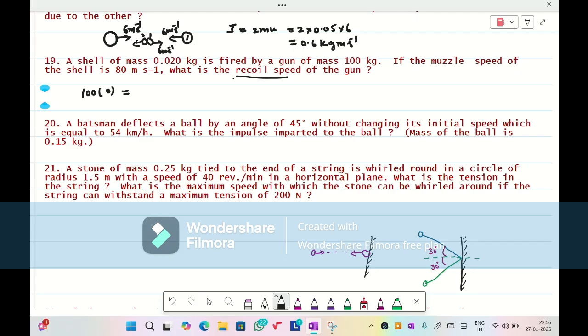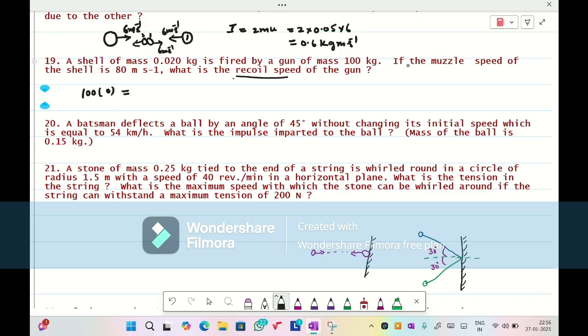Initial momentum is equal to final momentum according to the third law. What is the third law telling? Net force is equal to 0. Action and reaction: the sum of action and reaction is equal to 0, action is equal to minus reaction. Therefore, net force is equal to 0. Net force 0 means momentum is constant. So the initial momentum is 0.